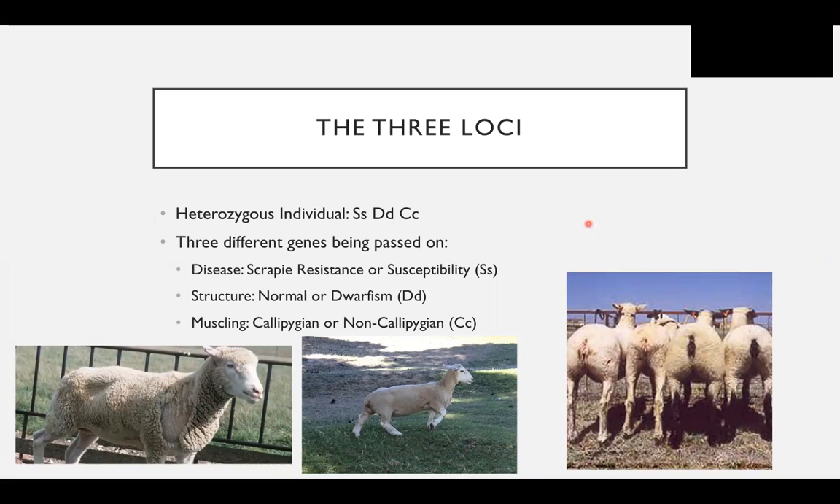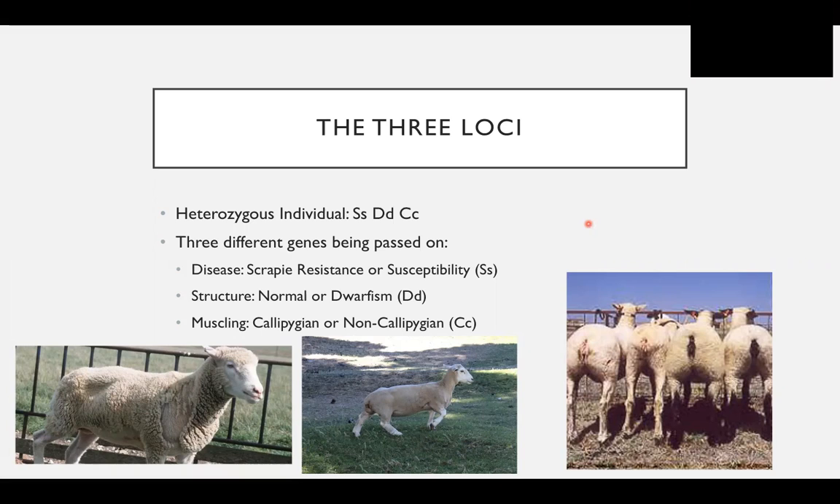And then whenever we talk about structure, we'll be talking about whether they are dwarfism or having dwarfism, or whether they are normal structured animals. And when we talk about muscling, I'll be talking about whether they carry the callipygian gene or they are non-callipygian. And so scrapie is a disease that affects the nervous system of animals.